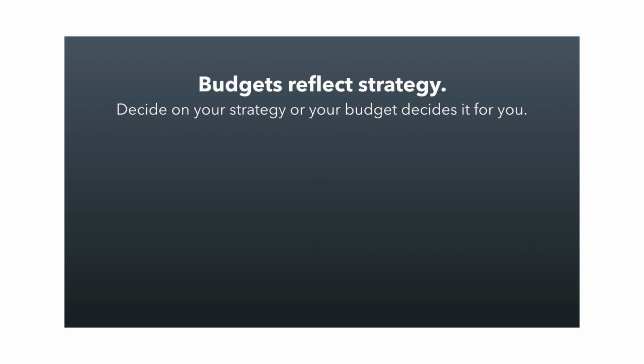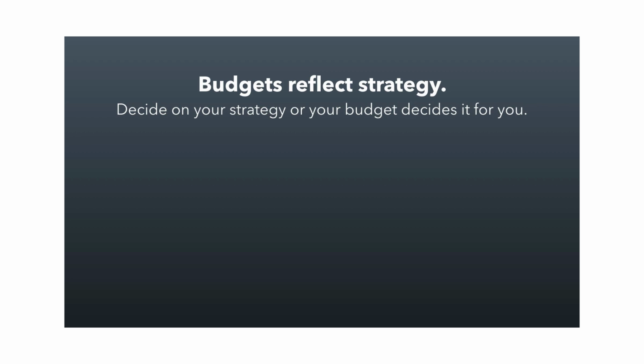The way you choose to allocate your resources, because they're scarce, is really determining what strategy you're going to pursue. And if you set your budget without deciding your strategy first, then your budget is deciding your strategy for you. And so make sure that you are clear about what you hope to accomplish strategically before you sit down to come up with a budget for the coming year.